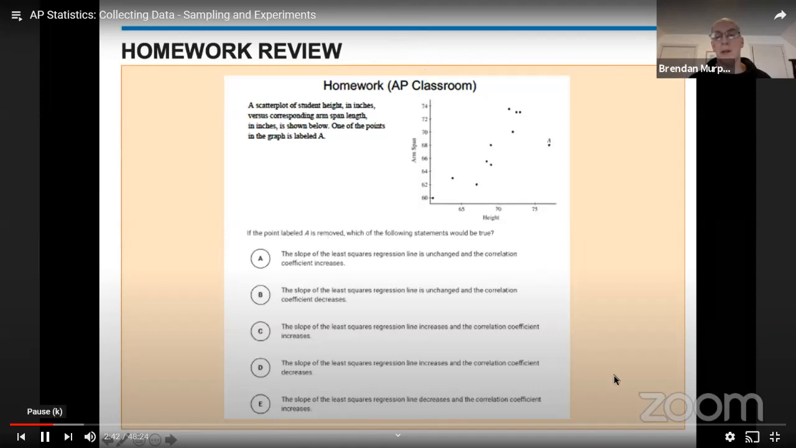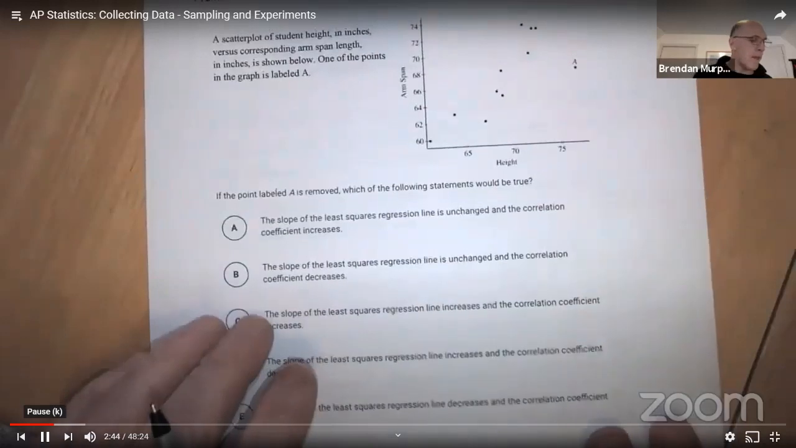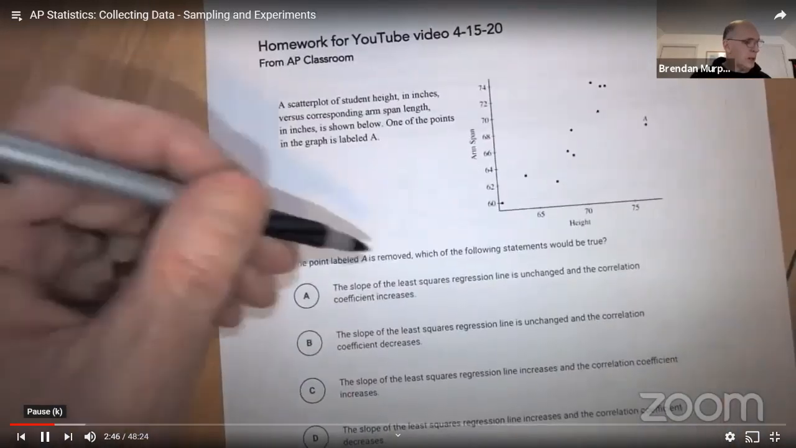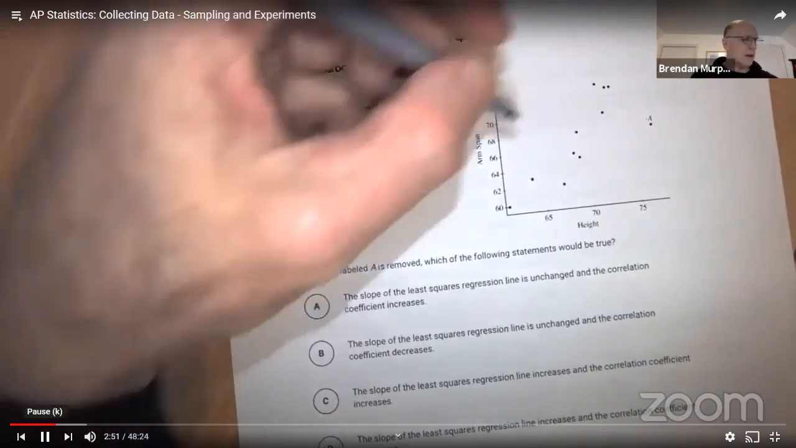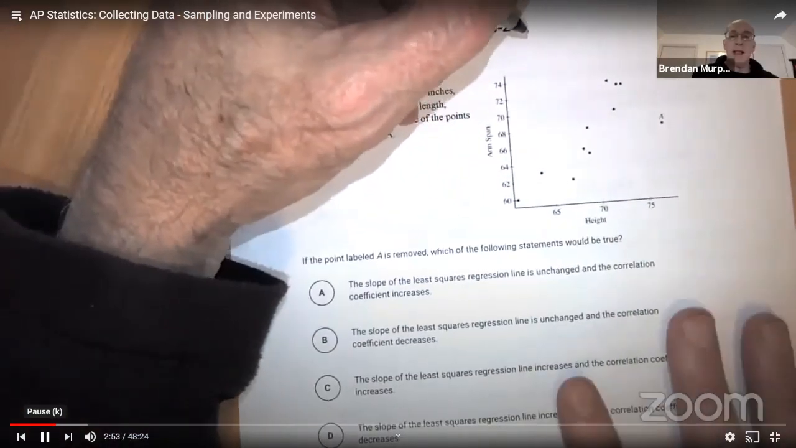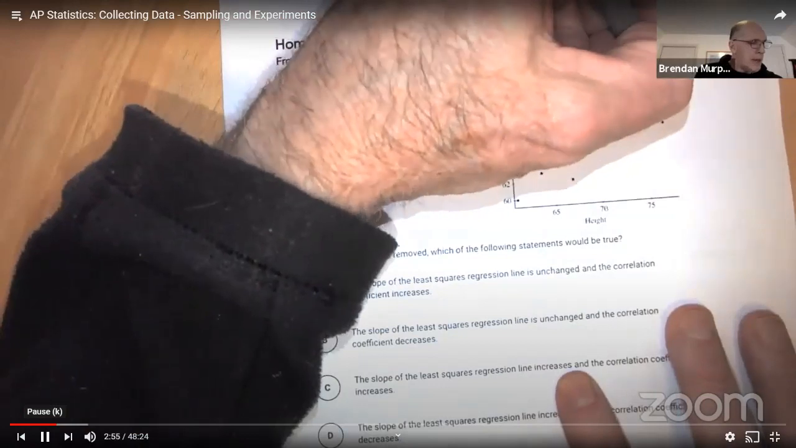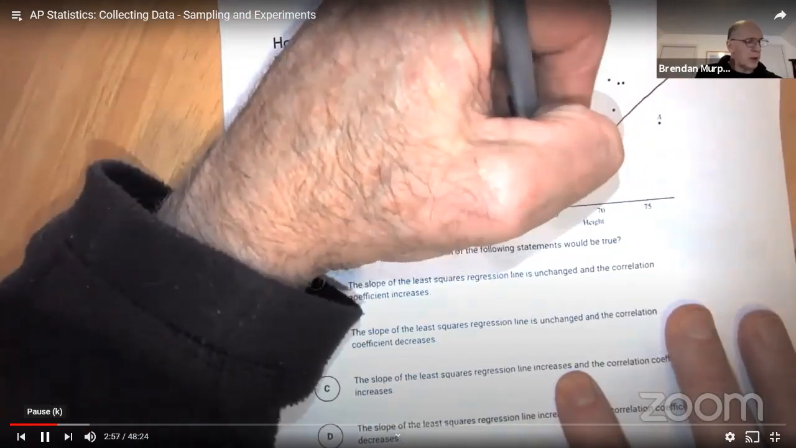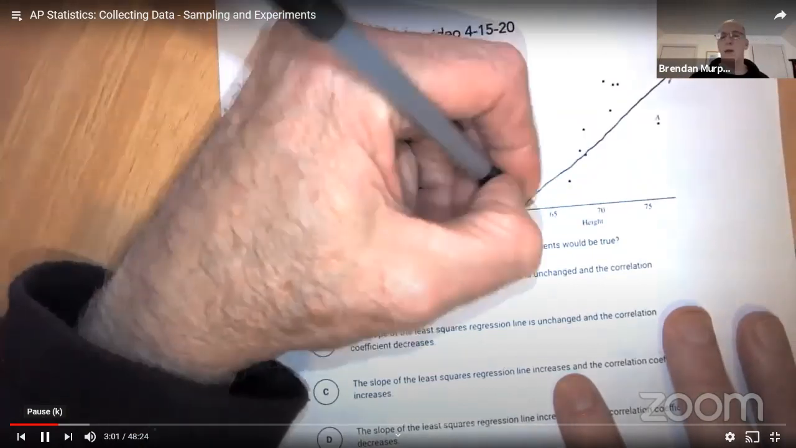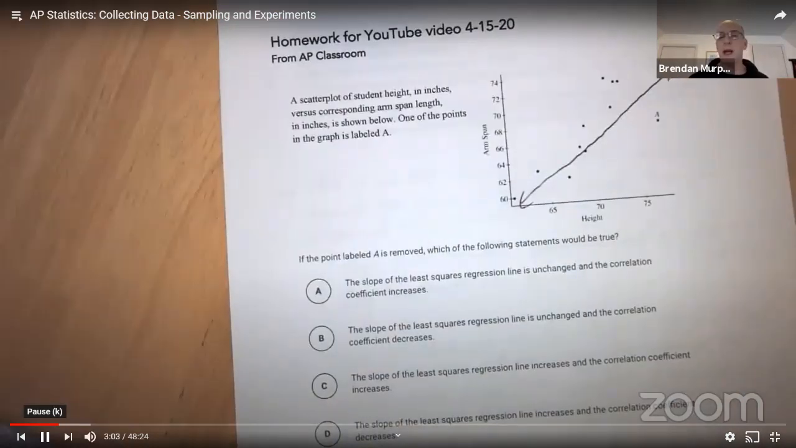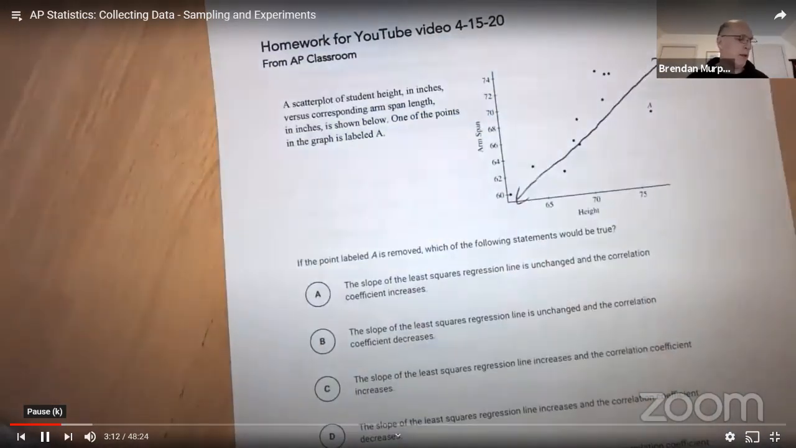I'm just going to go to my problem here. If the point labeled A is removed, which of the following statements would be true? So let's keep A in for now. I'm just going to eyeball the least squares regression line. The calculator would do a better job, but I'm just trying to eyeball what I think the least squares regression line would look like. And typically we want about half the points above and about half below. So again, a really bad eyeball.